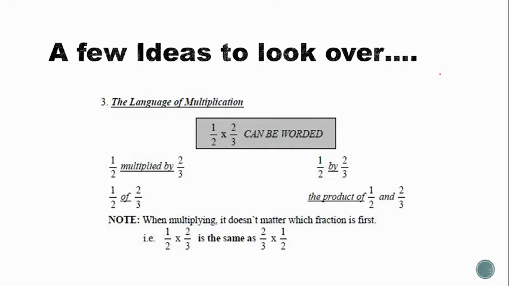Here's a few ideas to look over, and that is your language of multiplication, okay? 1/2 times 2/3 can be worded in a number of ways, like 1/2 multiplied by 2/3, or 1/2 by 2/3, or 1/2 of 2/3, or you can say the product of 1/2 and 2/3, okay? Note, when multiplying, it doesn't matter which fraction is first, okay? 1/2 times 2/3 is the same as 2/3 times 1/2.